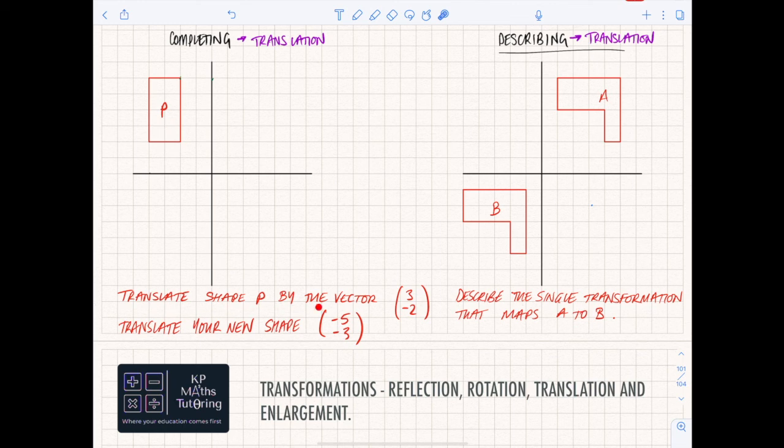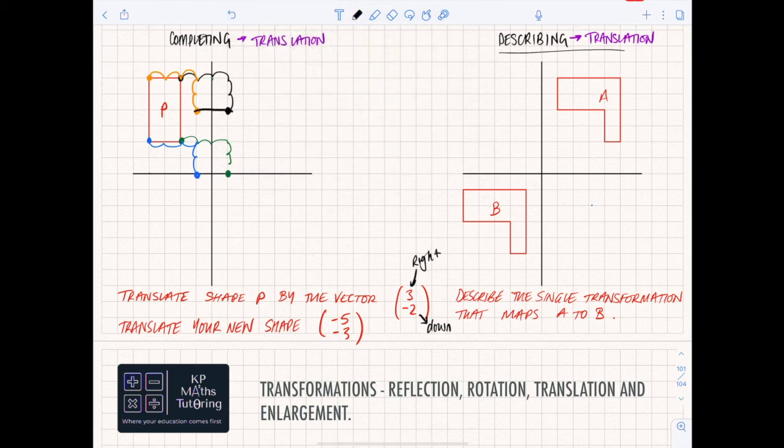It says translate shape P by the vector 3, minus 2. So to do this, we're moving it 3 right, and that's going to be 2 down. All you do, pick a point, you go 3 right with that point, 1, 2, 3, and then you go 2 down. So that black point now moves to there. If you wanted to, you could do that for every point. Pick the next point. Go 1, 2, 3, 1, 2. And then the last point, blue one, 1, 2, 3, 1, 2. That's where it moves to.